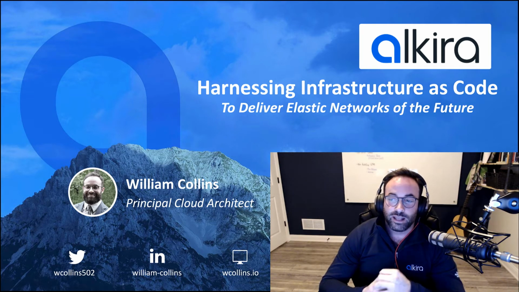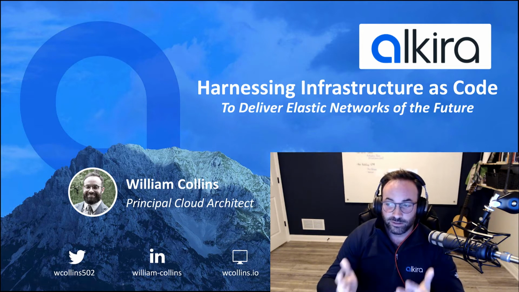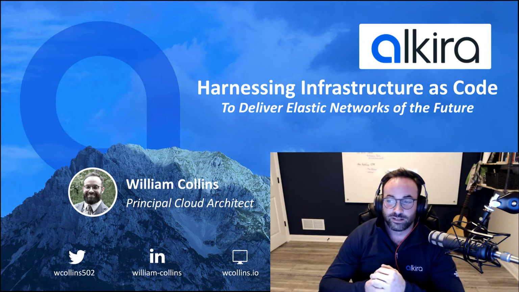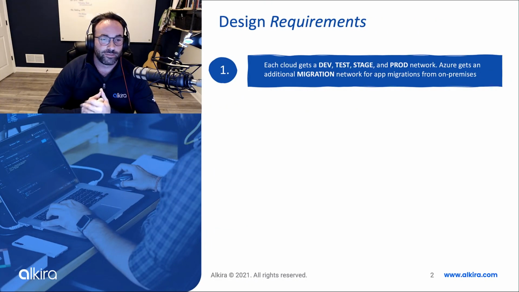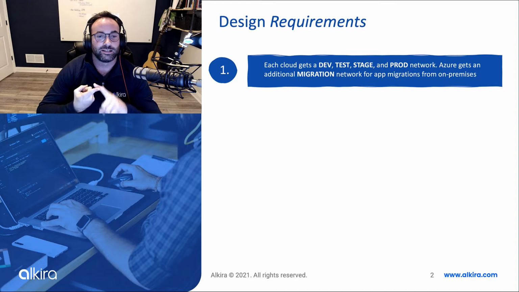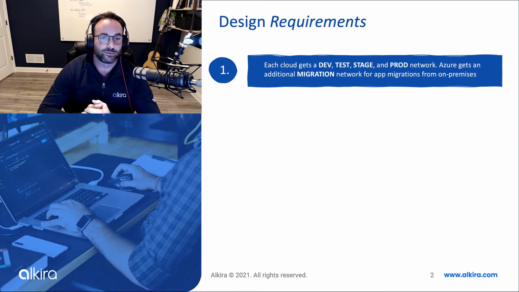So today we will deploy a production-ready network that can scale elastically as the business grows, and we are going to do it with infrastructure as code. Before we get into the demo, let's lay out some requirements. We're going to be working in AWS and Azure specifically, so each cloud is going to get a dev, test, stage, and prod network. And Azure is going to get an additional migration network for sort of lift and shift migrations from on-premises.